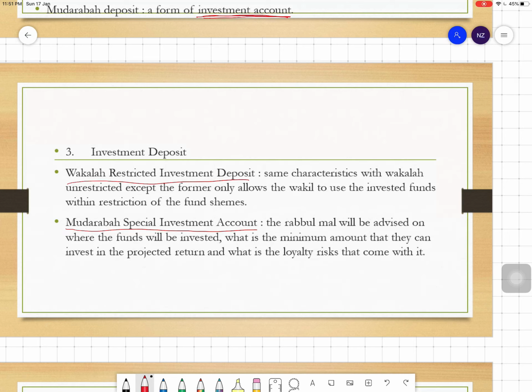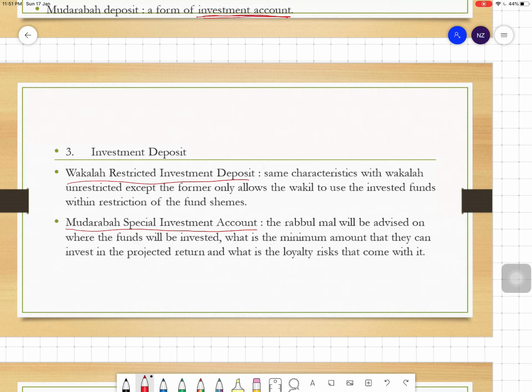One is wakalah restricted investment deposit, and perbezaan antara wakalah unrestricted and wakalah restricted ni saya dah bagi tahu tadi. Restricted is when the agent tu kena follow all of the terms and conditions yang muwakil or the depositors bagi tahu dia tadi tu. So dia tak boleh suka-suka invest atau use the money of the depositors untuk perkara atau investment activity lain lah. Dia kena follow dia punya depositors. Then dia kata it has the same characteristics as wakalah unrestricted, except the former only allows the wakil to use the invested funds within the restriction of the fund scheme. Saya dah explain tadi dah.